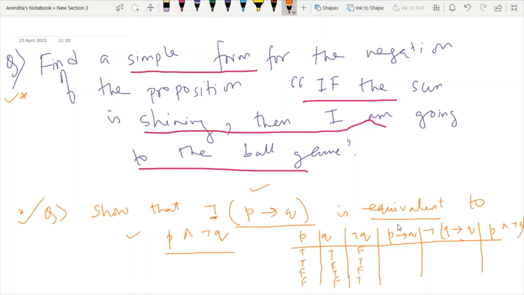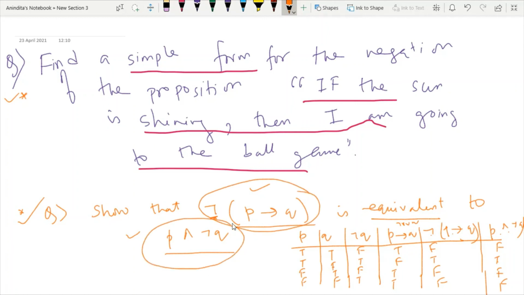P implies Q means not P or Q. Not P or Q means true, false, true, true. And not P implies Q means false, true, false, false. And then P and not Q means false, true, false, false. So this is my truth table. So now can I tell that this expression is equivalent to this expression or not? Yes or no? This expression is equivalent to this expression or not? Yes, right?